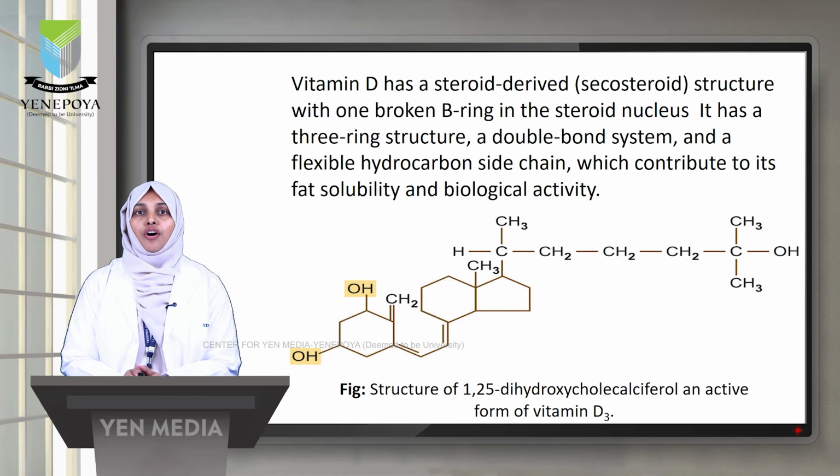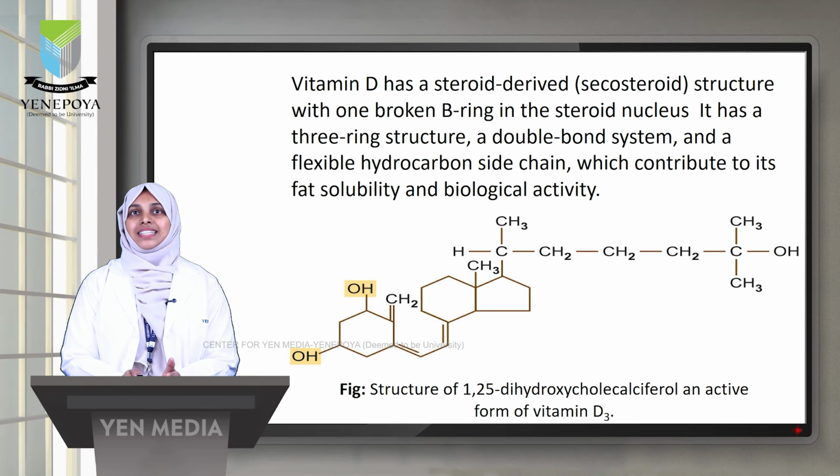This is the structure of the active form of vitamin D, that is calcitriol or 1,25-dihydroxycholecalciferol. So vitamin D has a steroid-derived or secosteroid structure with one broken bond in the steroid nucleus, and it has a 3-ring structure, a double bond system and a flexible hydrocarbon side chain which contribute to its fat solubility and biological activity.